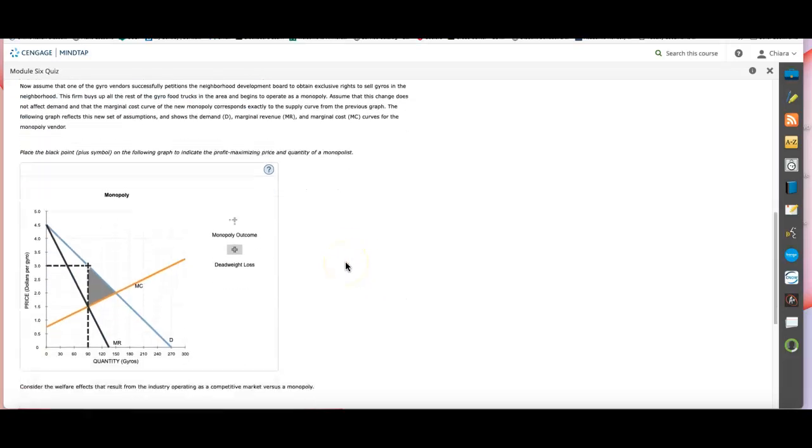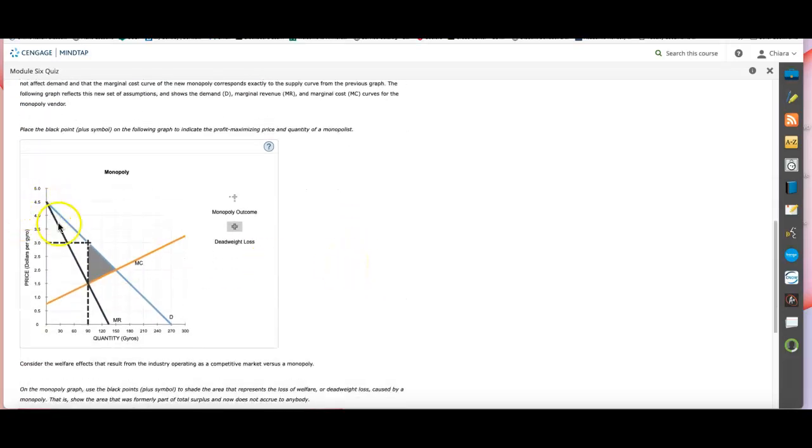If you think about it, the total surplus originally was all this big triangle here. But now the total surplus of the market is going to be without this gray shaded area.